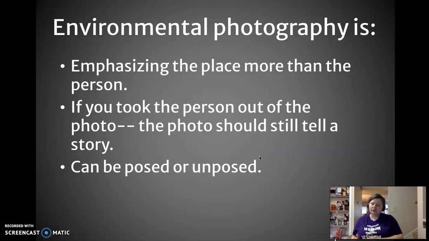So environmental portraits are emphasizing the place as well as the person. I know it says more than the person on my screen, but bear with me. So it's environmental portraits because the environment that the person is in tells just as much of the story. So if you took the person out of the photo, it would still tell a story. It can be posed or unposed.